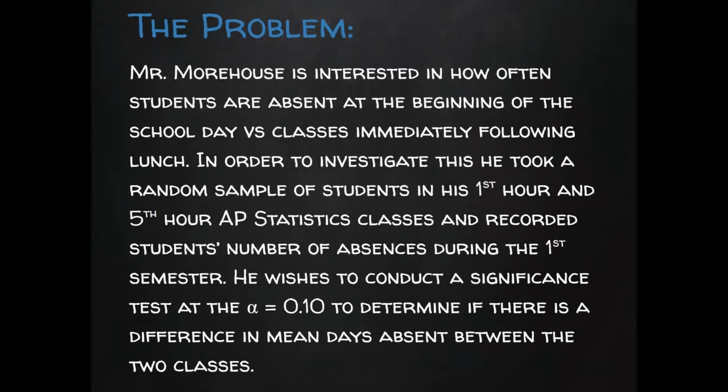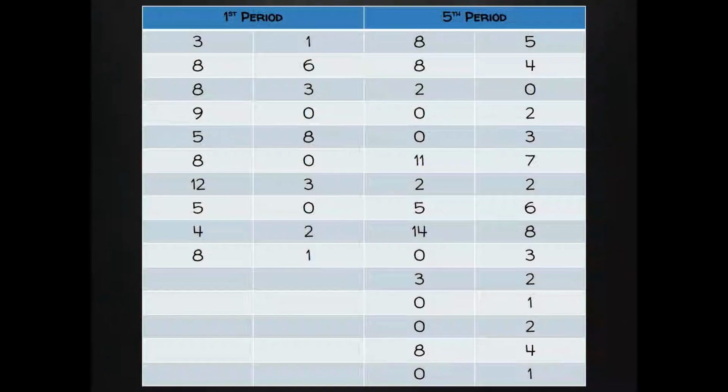Today we're going to be talking about a 2-sample t-test for a population mean. Mr. Morehouse is interested in how often students are absent at the beginning of the school day versus classes immediately following lunch. In order to investigate this, he took a random sample of students in his first hour and 5th hour AP Statistics classes and recorded students' number of absences during the first semester. He wishes to conduct a significance test at the alpha equals 0.10 level to determine if there is a difference in the mean days absent between the 2 classes. Here is our data for first period and 5th period.